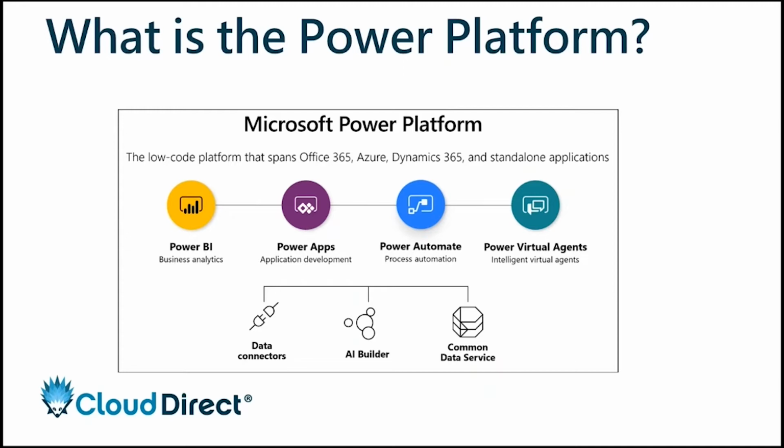These all sit above kind of a data layer. So in that, we've got data connectors, which allow us to connect to other systems. We've got an AI builder, which is another quite new component, and that's not what we're going to be touching on today, but that's something for the future. And then we've got the common data service, which can store your data. There are multiple ways to store your data, but this is kind of an enterprise level data storage service.